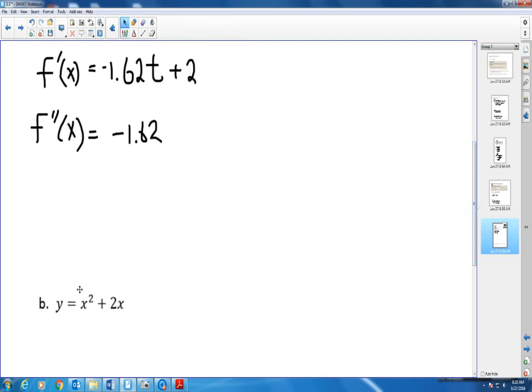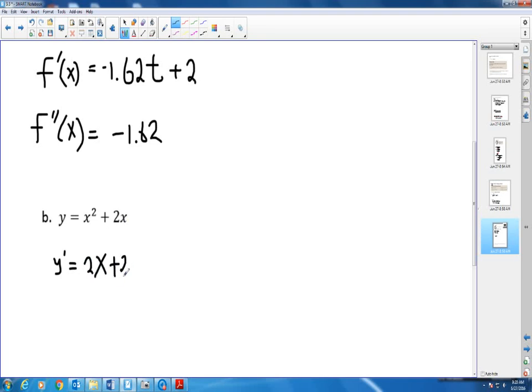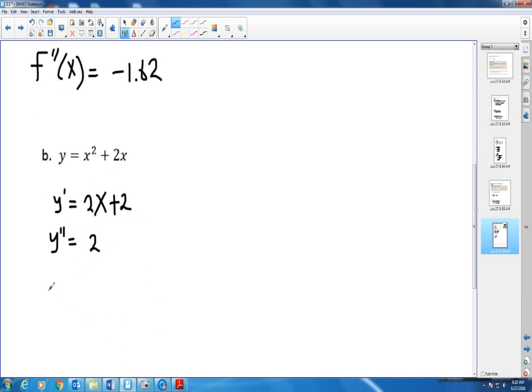Let's try another one. x squared plus 2x. Take the derivative for the first time. The derivative of x squared is 2x. The derivative of 2x is simply positive 2. Alright, take it the second time. The derivative of 2x is 2. The derivative of positive 2, a constant, is 0. So for the second derivative, my answer is 2. If I want to take one more derivative, my third derivative, y triple prime, the derivative of a constant would just be 0.